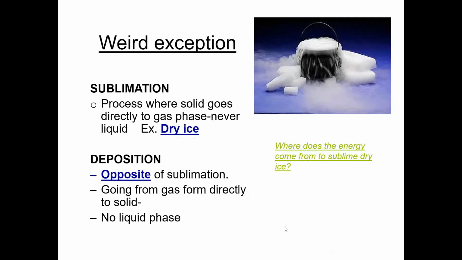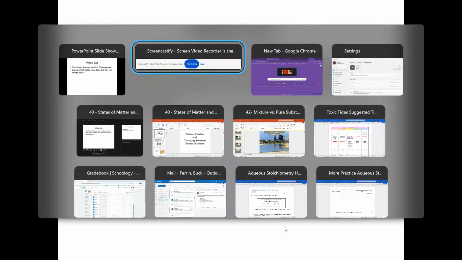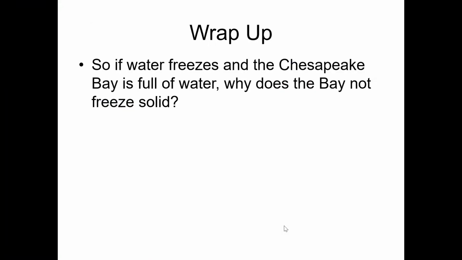And then we talk about the weird exceptions, sublimation of dry ice and deposition. These are really, really rare. Probably the only substance that's even remotely familiar to you that goes through sublimation is dry ice. So let's wrap this up and just ask a magic question. So, if water freezes, and the Chesapeake Bay is full of water, right? Why does the bay not freeze completely solid?